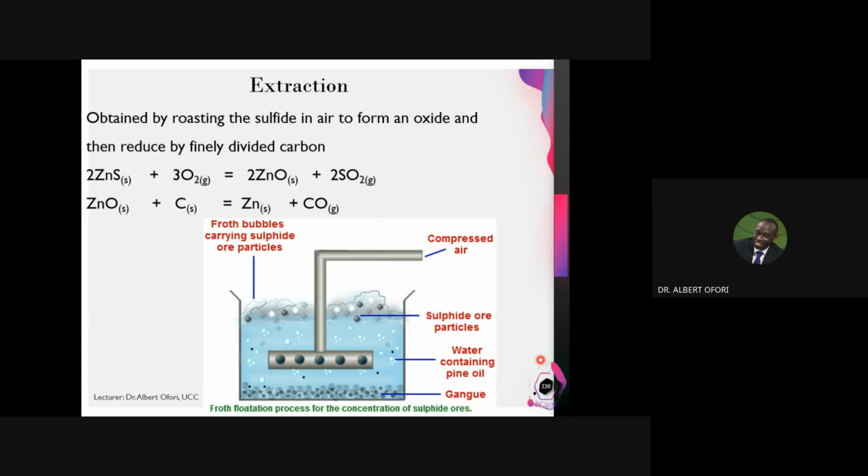Okay, of course we can purify it more. We'll try to purify it more once we have other metals going alongside with the zinc, like lead. So we'll try to do fractional distillation to separate the two metals. So the lead will be separated from the zinc for purification. So that's just the purification method.